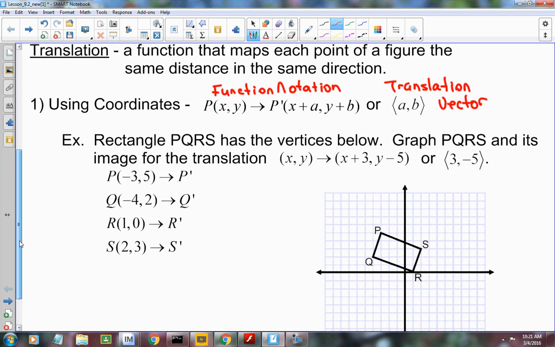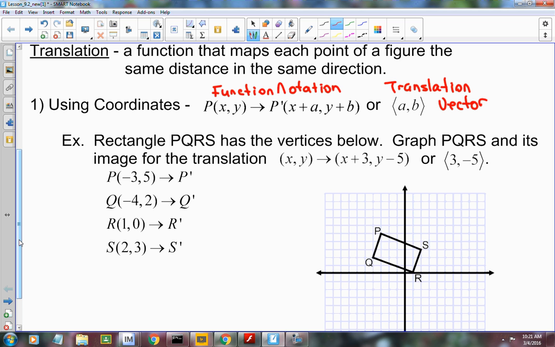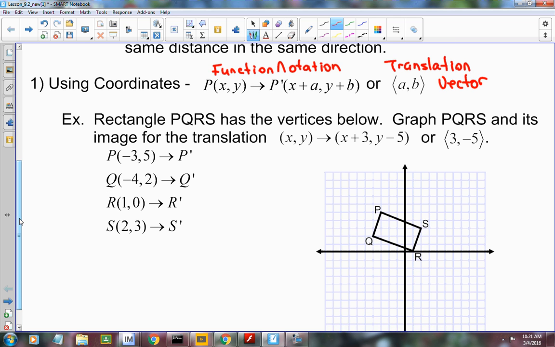All right, so we've graphed this rectangle. It's already graphed for us, PQRS. We are going to graph its image for the translation (x, y) maps onto (x + 3, y − 5). What that means is that to every x coordinate you're going to add 3, and from every y coordinate you're going to subtract 5. So you're going to do add 3, minus 5 for each point. So my P prime now is going to be located where? At the origin, (0, 0), good.